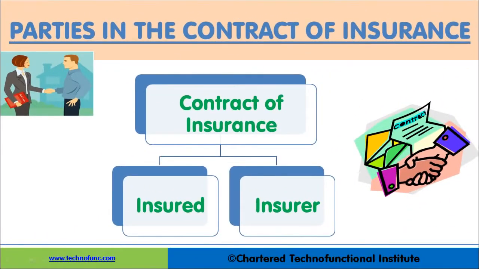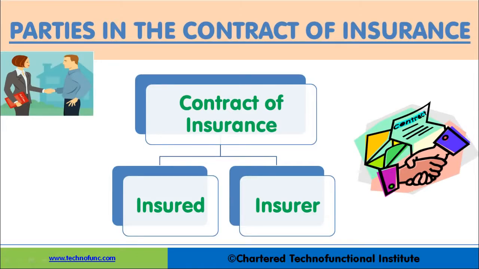There are two parties in the contract of insurance. The first party in the contract of insurance is the insured. Insured is a person who is looking to hedge his future risk of unforeseen losses or events. There are different types and costs of insurance policies available nowadays. The choice of the policy type depends on the insured as to what type of risk he wants a cover for.